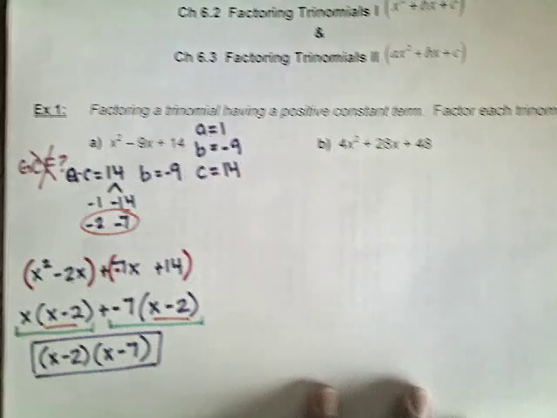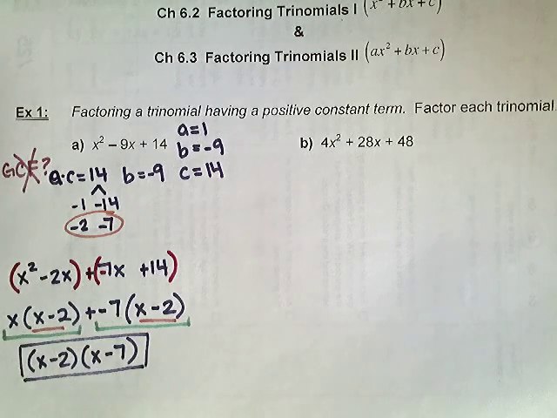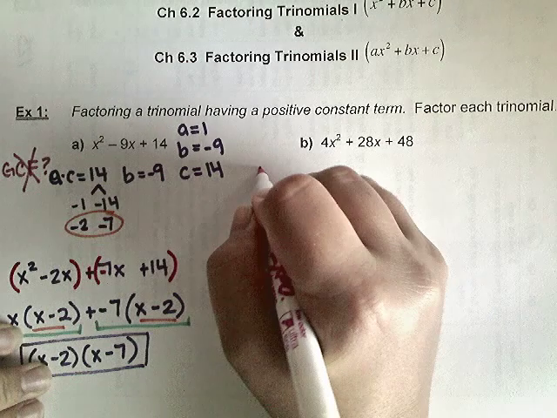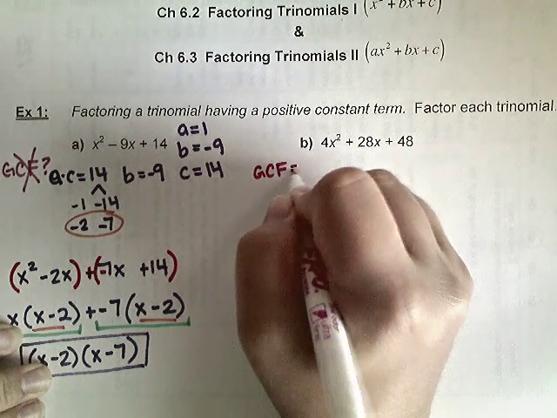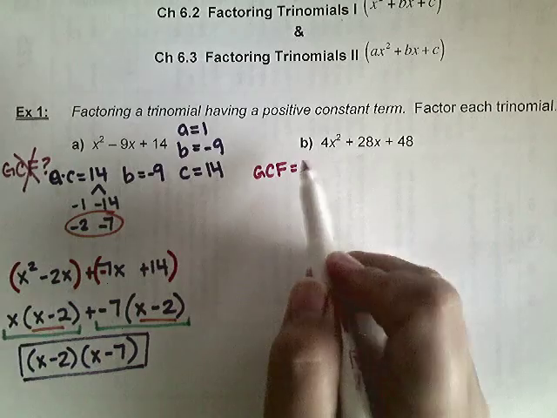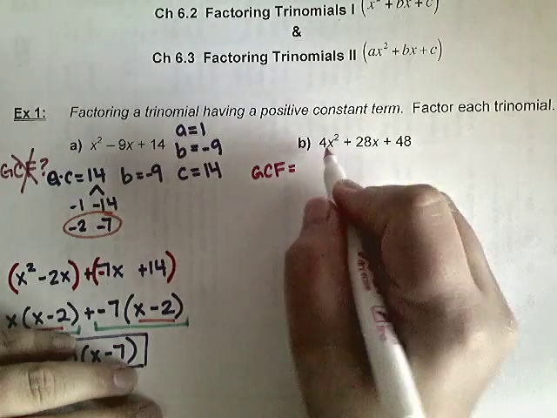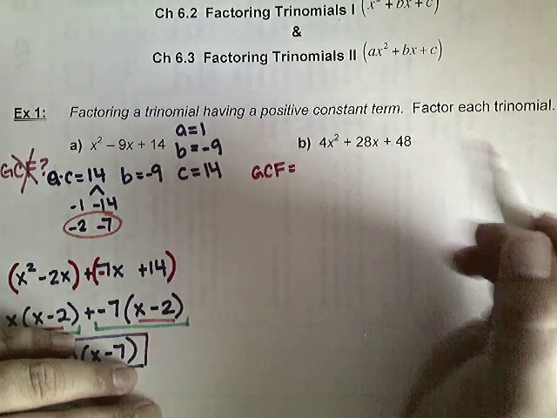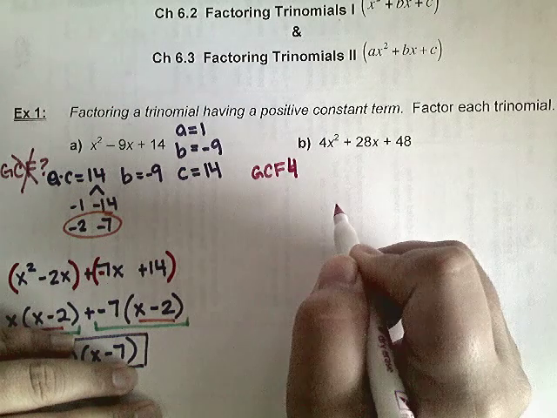So let's try part B. So in part B, we have 4x squared plus 28x plus 48. Again, the first thing we look for is a GCF. So do we have a GCF? Right, that's the first thing. Do we have a GCF? Yes, we do. What is that GCF here? The GCF is 4. We can divide everything by 4.